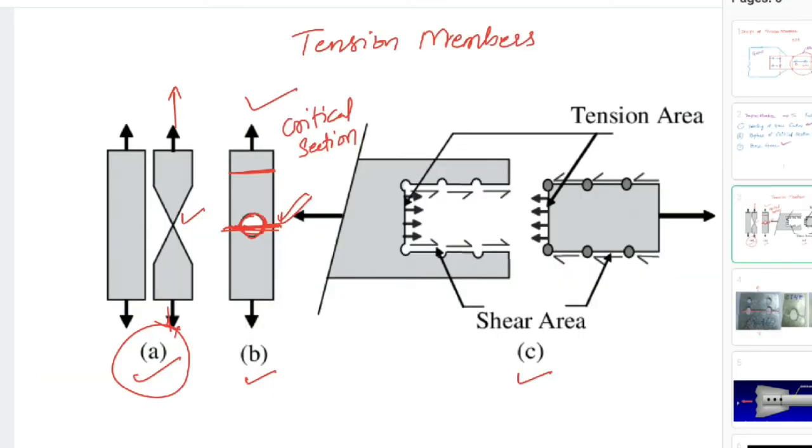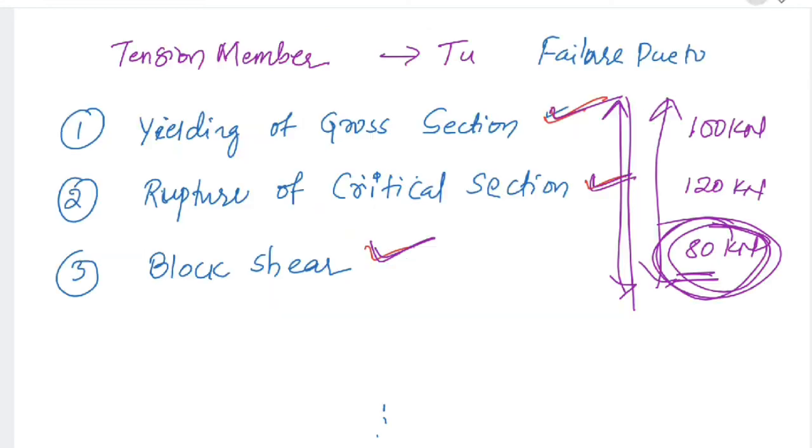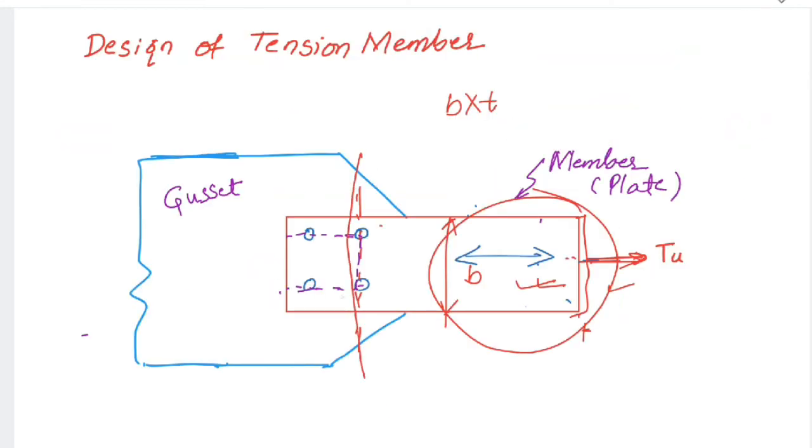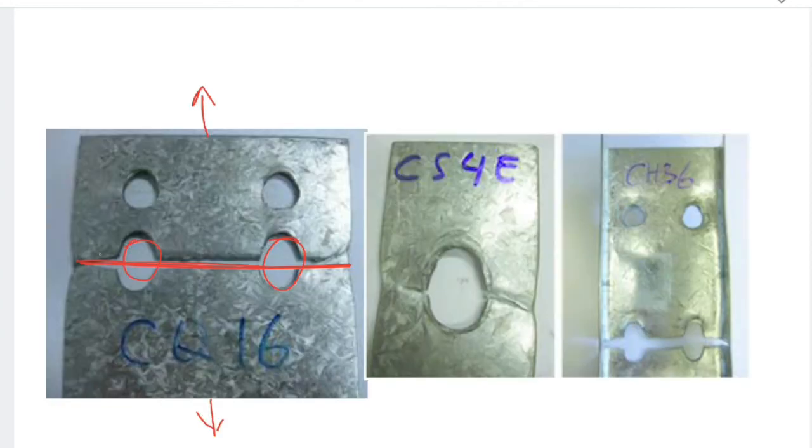Here in this one, as I said, it may fail along the line of the hole because the least cross section area is at these positions. Either it may fail here or it may fail here, depending on the diameter of the bolt. So even if it is a single bolt, there is a chance of failure. Here the net section rupture will happen.